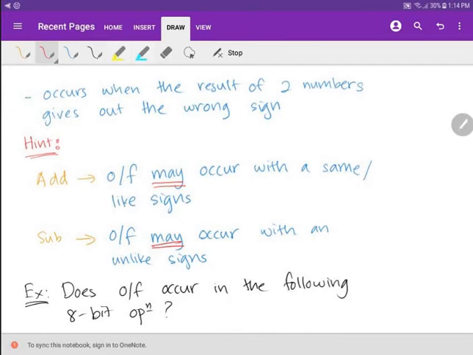In subtraction, overflow may occur with unlike signs. So if you are subtracting unlike signs, positive negative or negative positive, you may get overflow. But if you are subtracting like signs, it is impossible to get overflow.